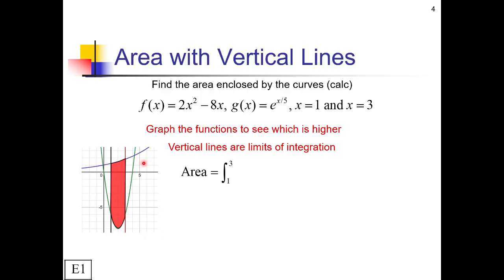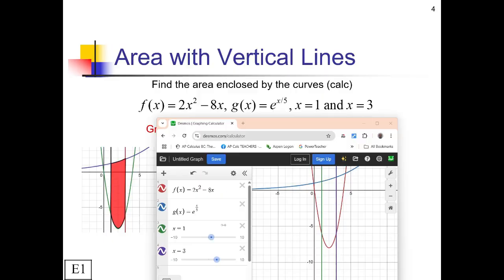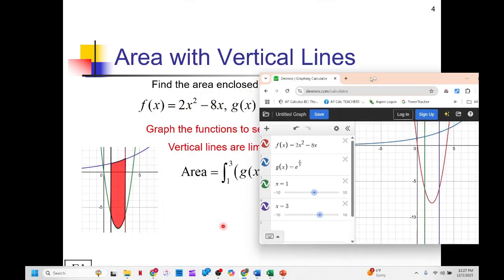So this is the g function up here, and our parabola f is down here. So we're going to do the integral of g of x minus f of x dx. Now, if you didn't want to figure out which one was higher up, you could just put an absolute value around everything and just take the positive result. But let's do it this way on the calculator just for practice.